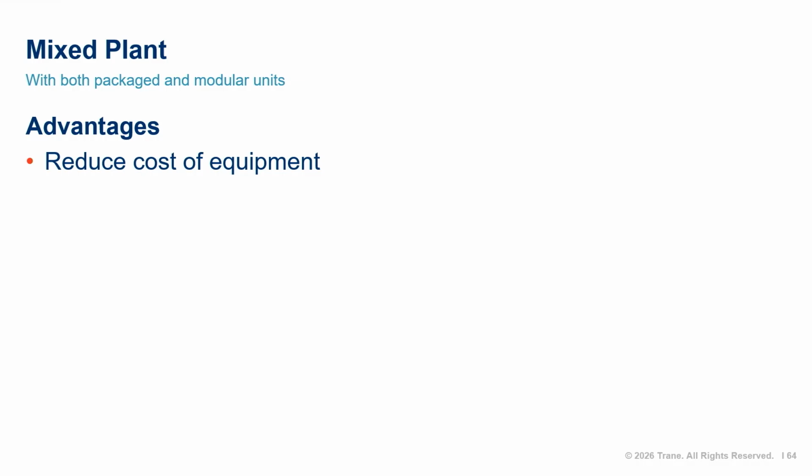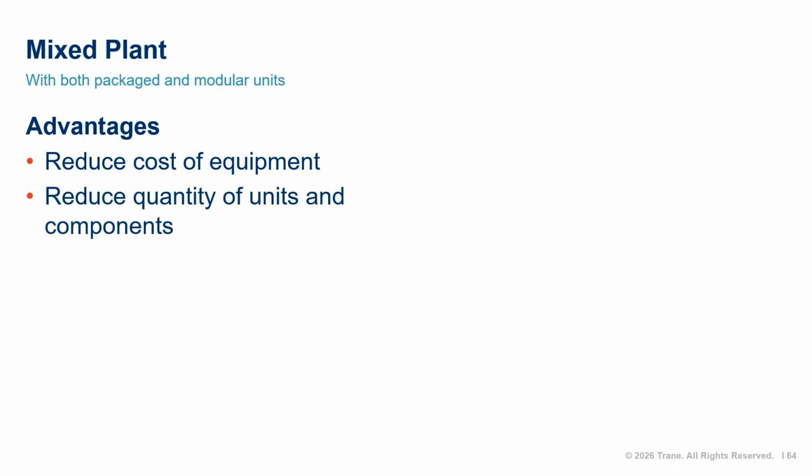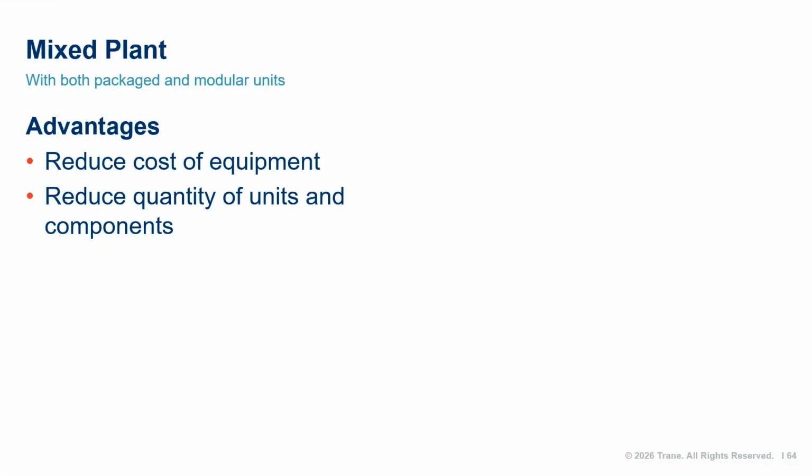Next, by using larger packaged units, we can reduce the total number of units and components in the system. For example, if we replace one multi-pipe unit that has 3 modules with one packaged chiller, we reduce the number of heat exchangers by 7 and the number of compressors by 4, not to mention several valves. With packaged chillers, we have more compressor options like screw and centrifugal, as well as shell and tube heat exchangers.